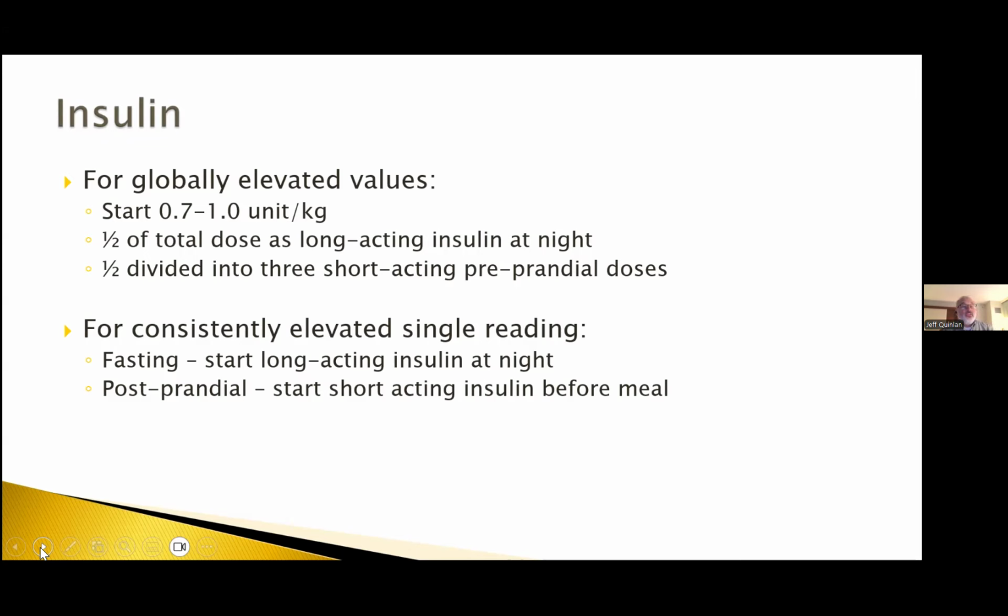And then if it's just one reading that's consistently elevated, if it's the fasting, you could just think about starting long-acting insulin at night. And if it's just postprandial, then you could think about starting just the short-acting insulin before meals. If you're doing one of those two, you probably don't want to start at the 1 unit per kilogram. You probably want to start at about 50% of that or so. So somewhere between probably a 0.35 and 0.5 units per kilogram at that point.